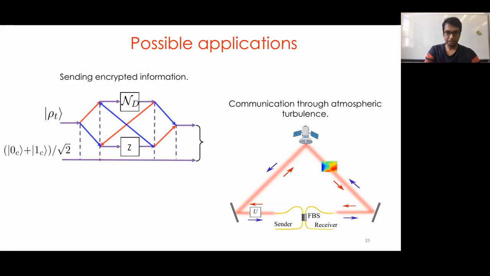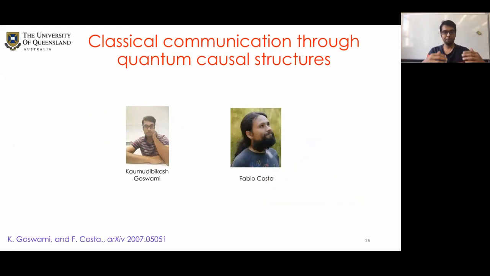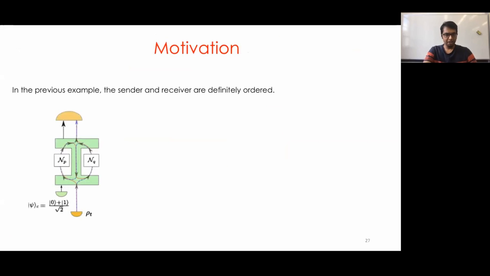So this is my second work, and after I finished this experiment, I was particularly interested in communication through indefinite causal order, communication through different exotic causal structures, and what we can say more about it. With that interest in mind, I started doing a theory project with Fabio Costa. In that project, we took a bit of a different approach from the previous experiment. In the previous experiment, there is this indefinite ordering between two noisy channels. However, you can see the sender and receiver, the order between them is intact.